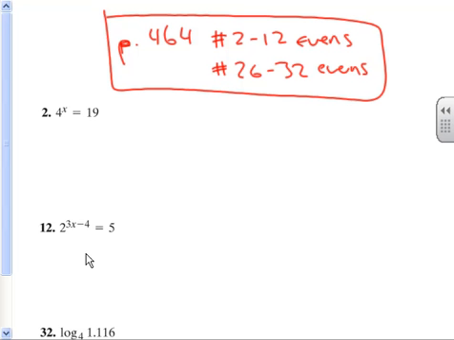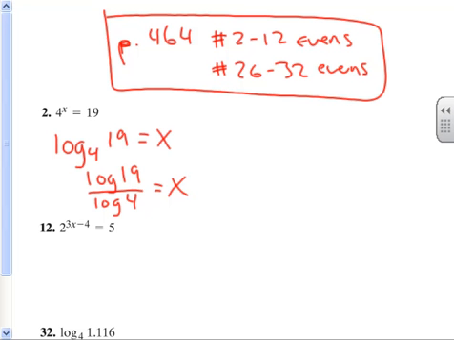The two different ways that we can do this, if you remember, one was to write log base 4 of 19 equals x. That's one way. Now you just evaluate using the change of base formula, and that gives you x. But we didn't like that method, so let's think of it in the other way.